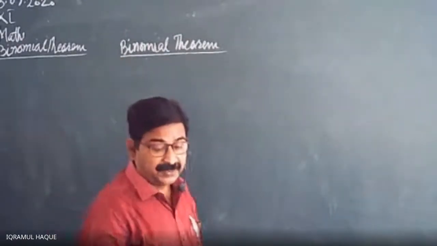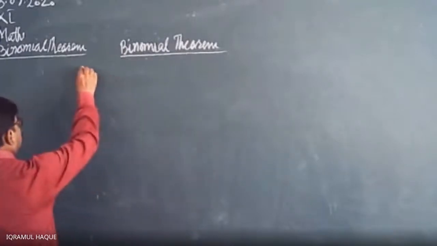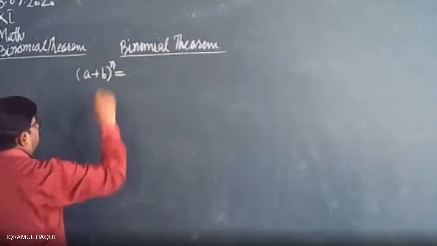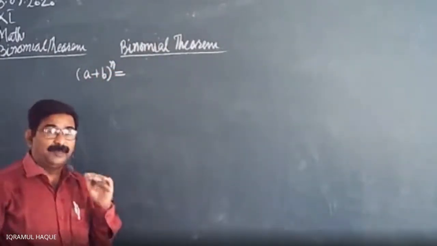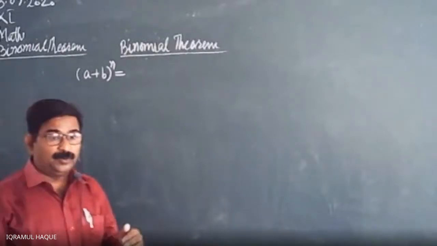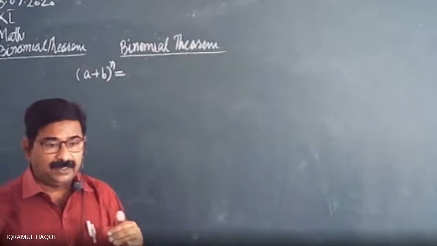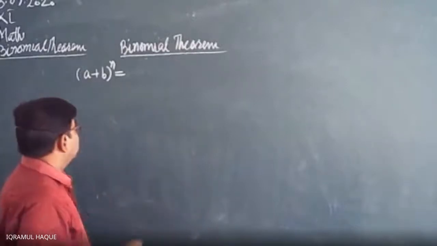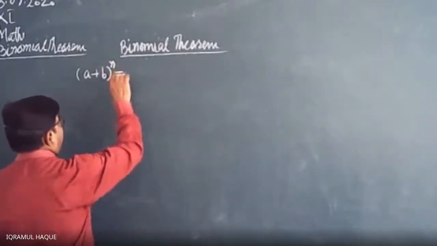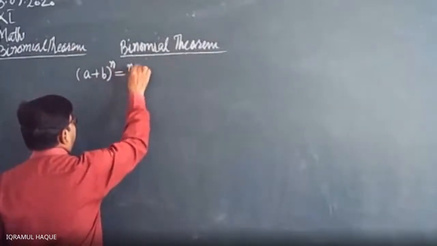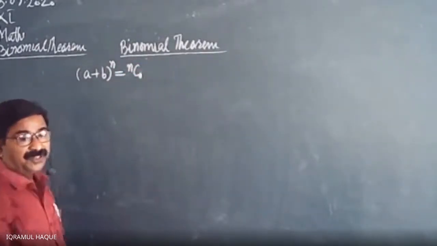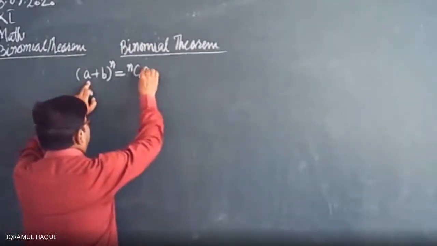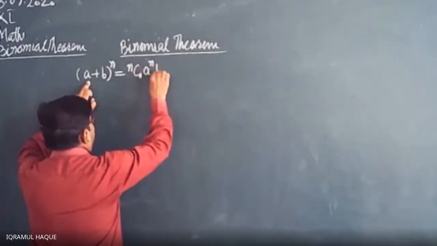Let's see the general expansion. I am writing (a + b) whole to the power n. Now we are going to expand this. As I told, we have to write the coefficients and the term. So the first coefficient, the maximum power is n, so we start with nC0, the first coefficient, nC0 and a to the power maximum, that is a to the power n, and b to the power 0.